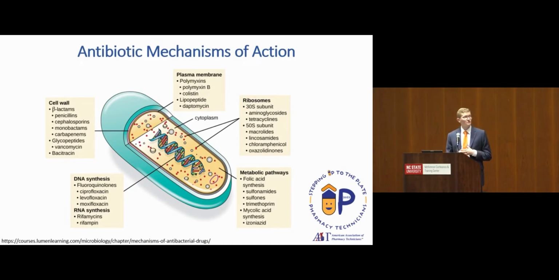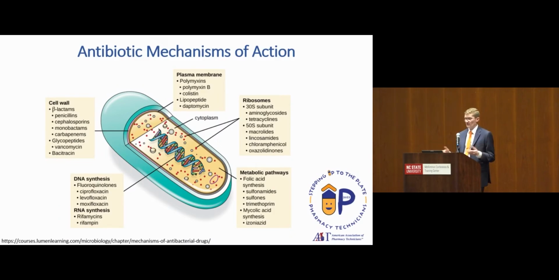Fluoroquinolones such as ciprofloxacin and levofloxacin are going to keep our bacteria from being able to effectively replicate. And if they can't replicate, they can't keep growing and causing infections. Ribosomes are important for protein synthesis in our bacteria, so we can use some antibiotics like our macrolides, like azithromycin. We've probably dispensed many Z-Paks before, and then also tetracyclines like doxycycline. Those can target those ribosomes and prevent bacteria from being able to make proteins.